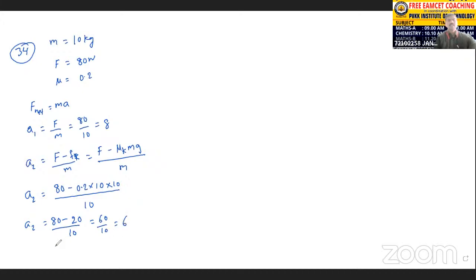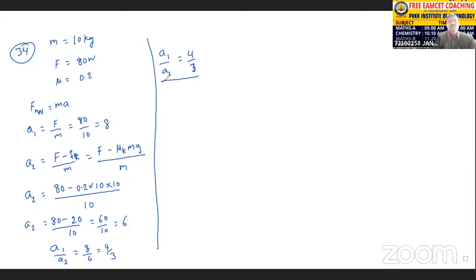Now find out the ratio of without and with friction. So A1 by A2 is equal to 8 by 6, that is equal to 4 by 3. A1 is without friction, A2 is with friction. So the option is 4 by 3, the second option. Next.